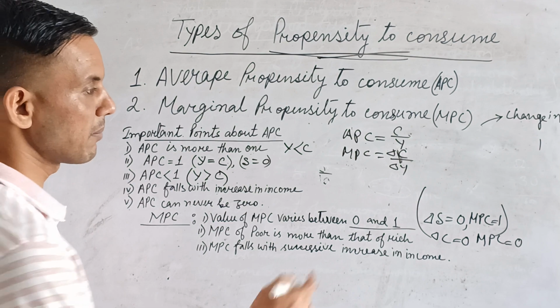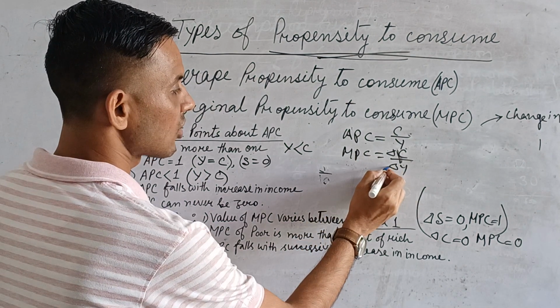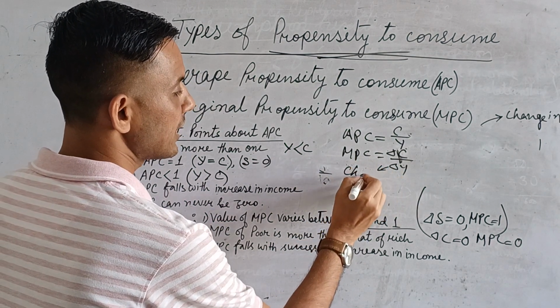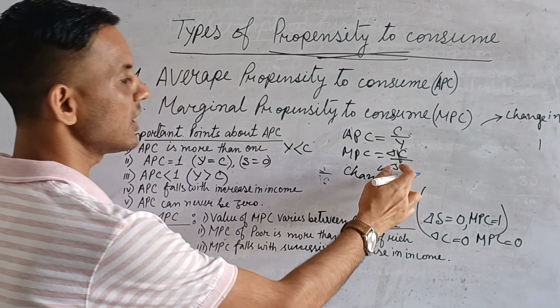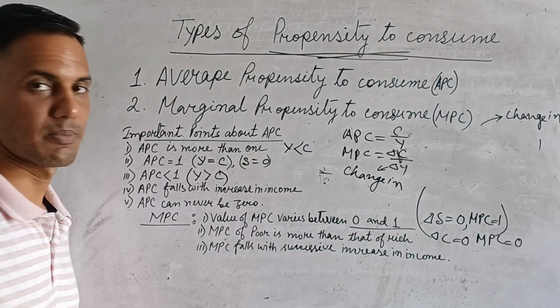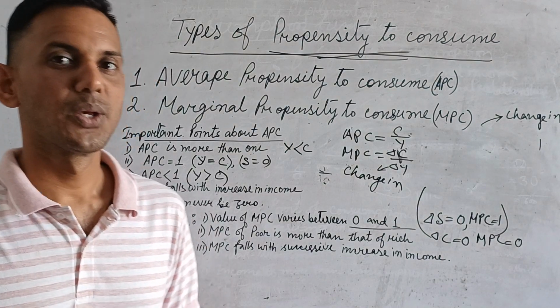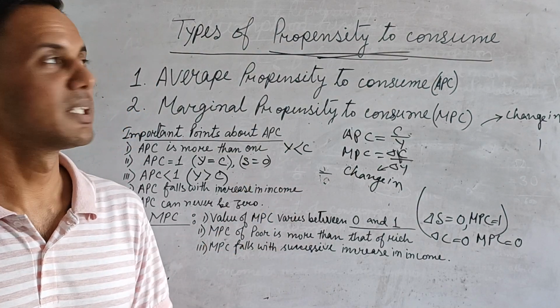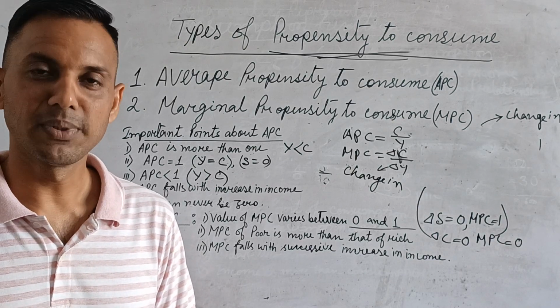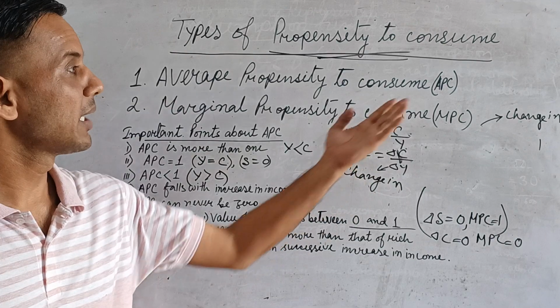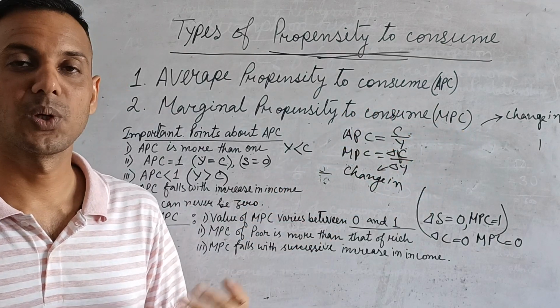Okay, so please remember this symbol. What is this symbol called? Change in. Please remember, change in. So change in income, change in consumption. Okay, so I hope you understood this lesson, types of propensity to consume, and the calculation also, APC and MPC.